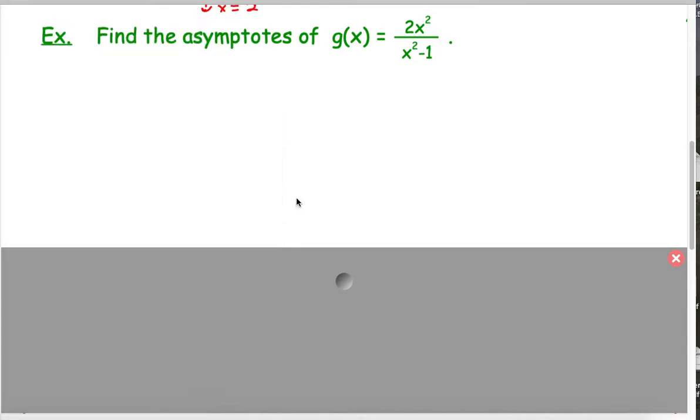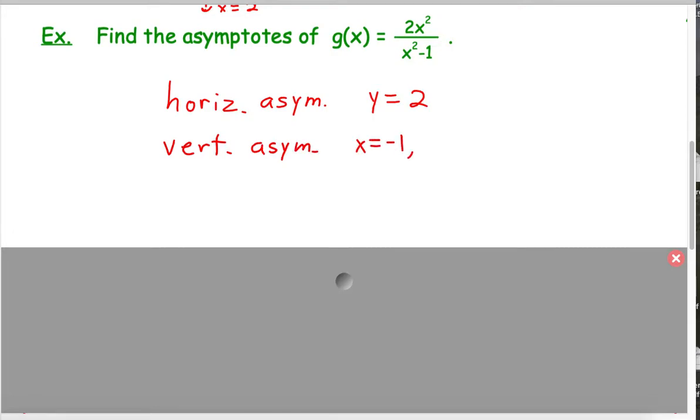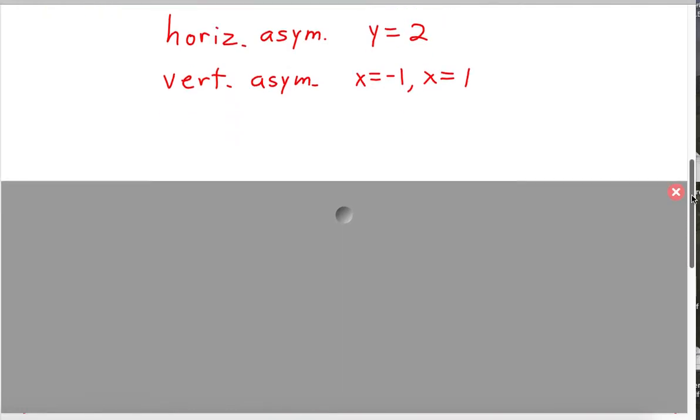So to summarize, and this is just looking at this crudely, it looks like we have a horizontal asymptote at y equals 2, and then vertical asymptotes, we have 2 of those. It looks like at x equals negative 1 and at x equals positive 1. So that's what we want to do today, analyze how we can figure out where the asymptotes are for these rational functions.